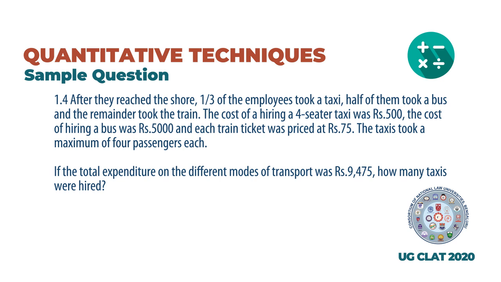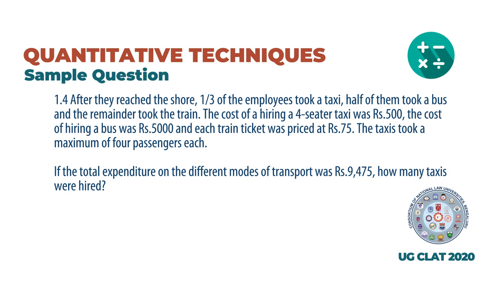After they reached the shore, 1/3 of the employees took a taxi, half of them took a bus, and the remainder took the train. The cost of hiring a 4-seater taxi was Rs 500. The cost of hiring a bus was Rs 5,000, and each train ticket was priced at Rs 75. The taxis took a maximum of 4 passengers each. If the total expenditure on the different modes of transport was Rupees 9,475. How many taxis were hired?